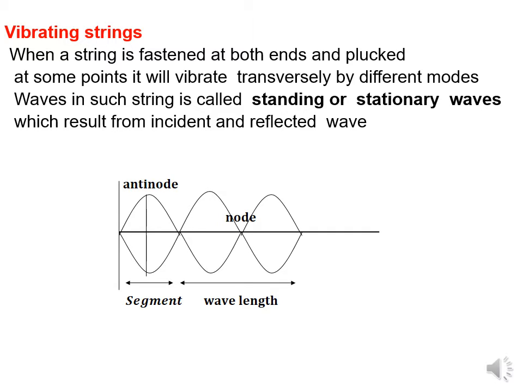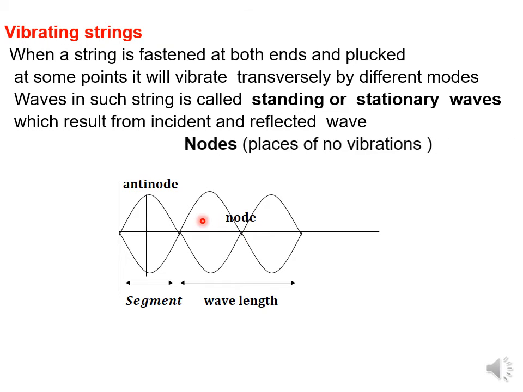In a standing or stationary wave, there will be antinodes, points of maximum displacement, and nodes, points of zero displacement. This shape is called a segment, and the wavelength in a standing wave is the distance between two successive nodes multiplied by 2.